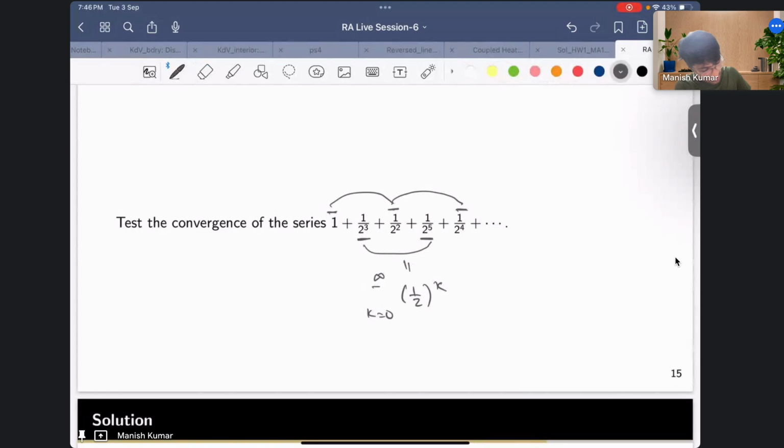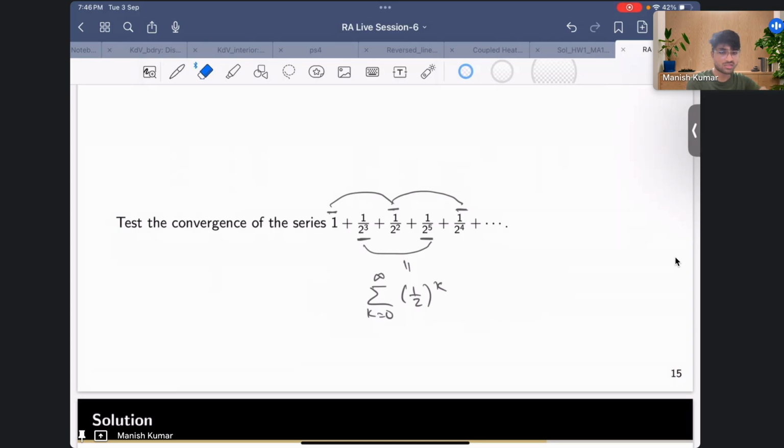Do you know that this series is convergent? This geometric series and all? You must be knowing this. Although you know this, we'll try to prove it in a different way. For this particular problem, we'll try to prove that this particular geometric series is convergent.